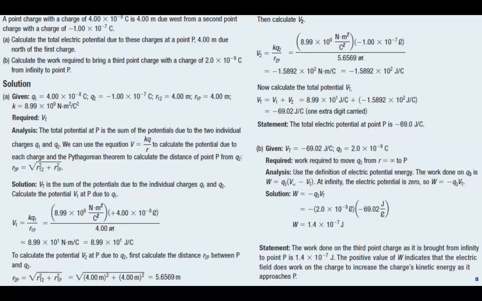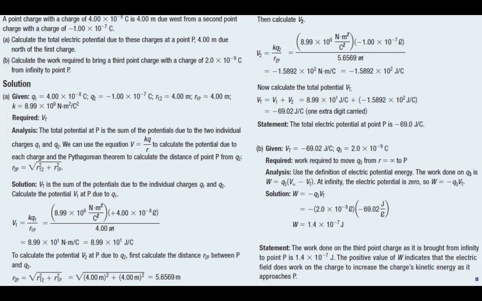And this gives us approximately negative 1.5892 times 10 to the power of 2 Newton meter per coulomb, or joules per coulomb. Then we sum these two numbers up. This gives us the total electric potential at point P is approximately negative 69.0 joules per coulomb.